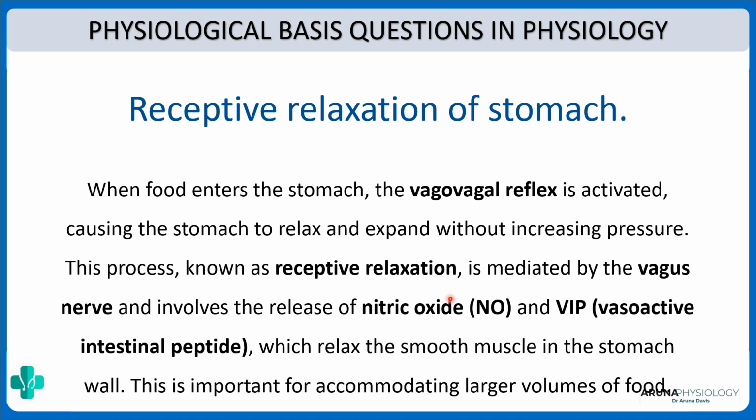Which are the neurotransmitters related to this receptive relaxation? Obviously, it should be an inhibitory neurotransmitter like nitric oxide and VIP. That is why there is relaxation of the muscles. These neurotransmitters relax the smooth muscle in the stomach and thereby are important for accommodating large volumes of food. So the basic physiological basis behind receptive relaxation is this vagovagal reflex, which releases these neurotransmitters.